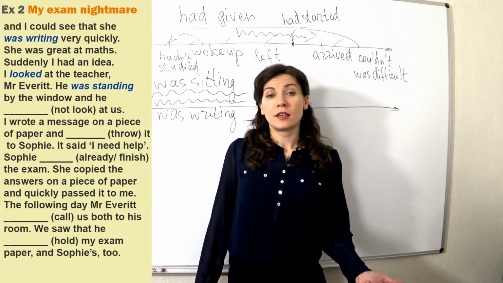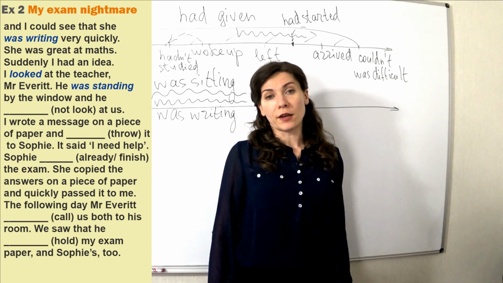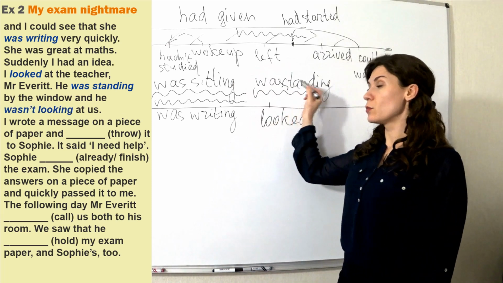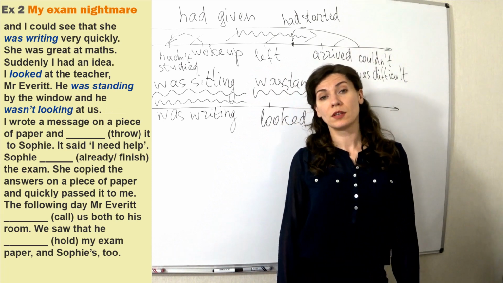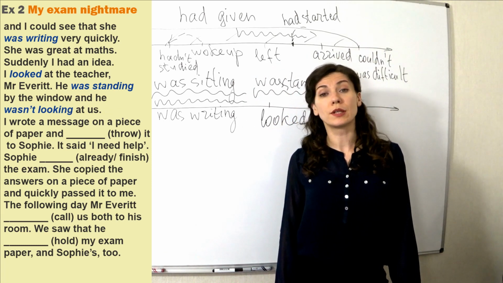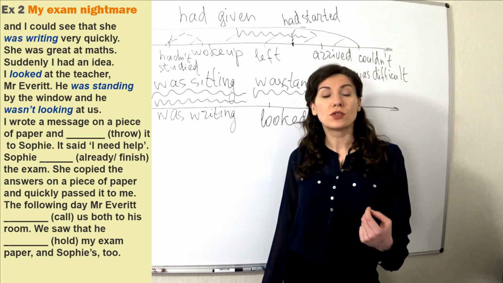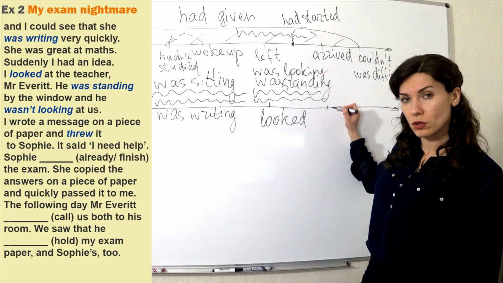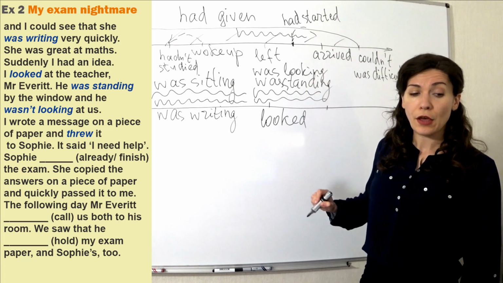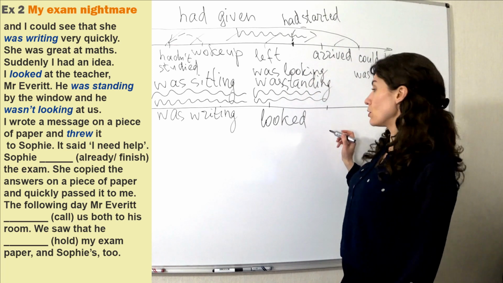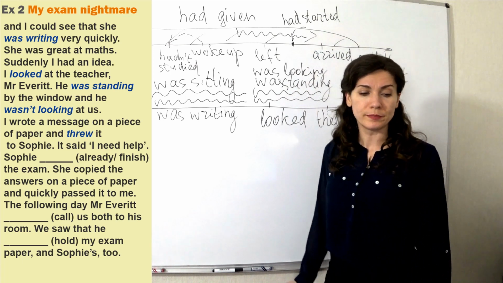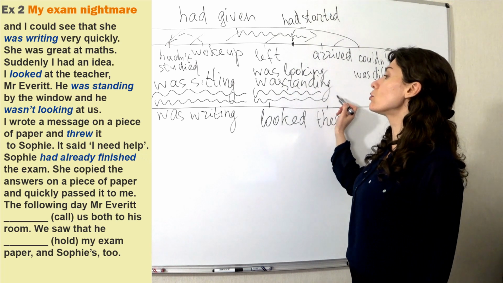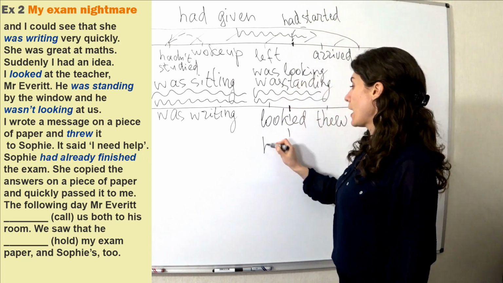Again, stand is an action in the English language. That's why we show it as a process. And as he was standing, at the same time, he was looking elsewhere, but not at them. Look is also a process. What I did next was I wrote a message on a piece of paper and I threw it to Sophie. The next short action. By that time, when I threw it, she had already finished her exam. Had finished.